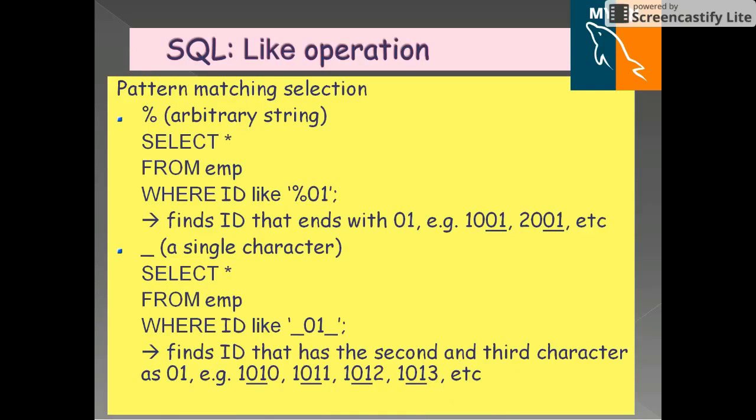Similarly, we can use the underscore symbol. Underscore could be used to denote a single character. For example, here it contains one underscore before 01 and one underscore after 01. That means one character is before 01 and one character is after 01. Similarly, you can perform these operations. LIKE is a very useful thing.